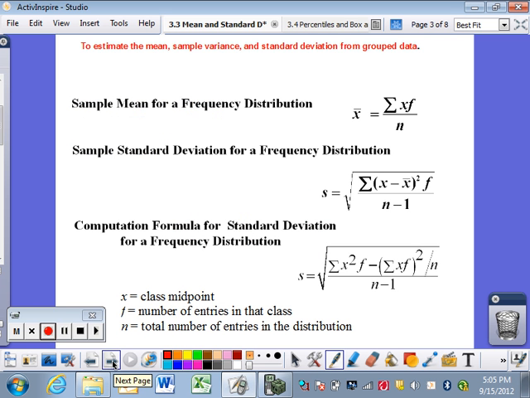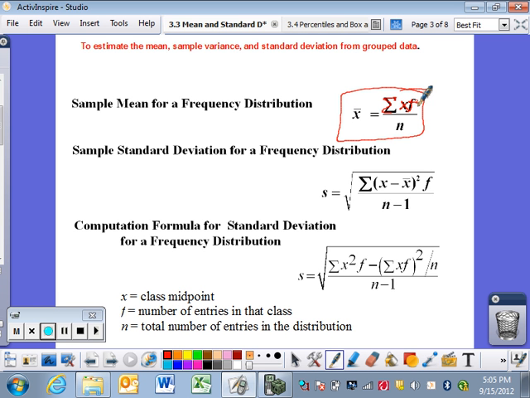If you look on your pink sheet, your formula sheet, on the very, very bottom, the last two formulas in chapter 3 are involved with this section. So you see this formula to calculate the mean: the sum of your x value, which is your midpoint, times the frequencies, which is the number of data points in each class, if you want to think about it that way.